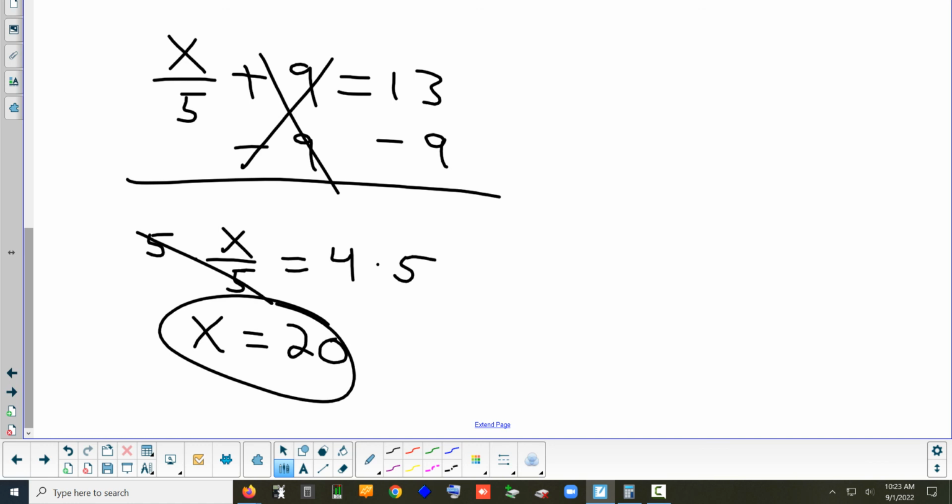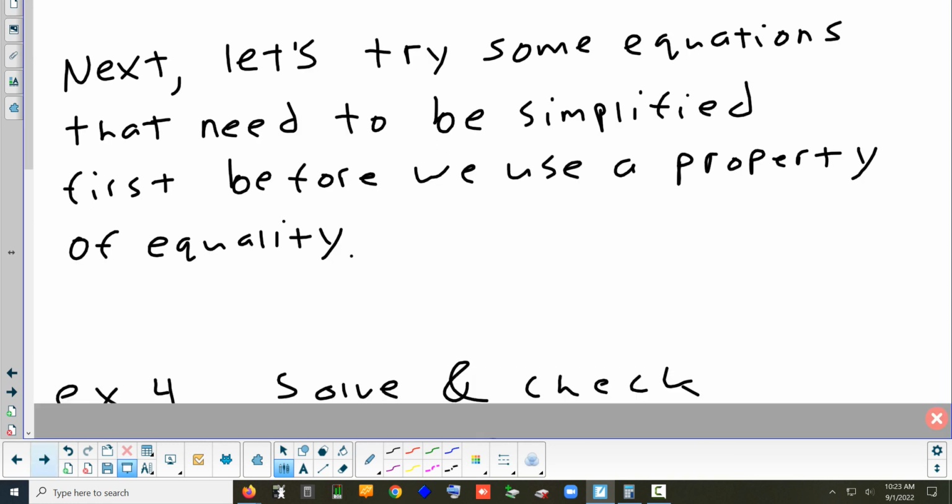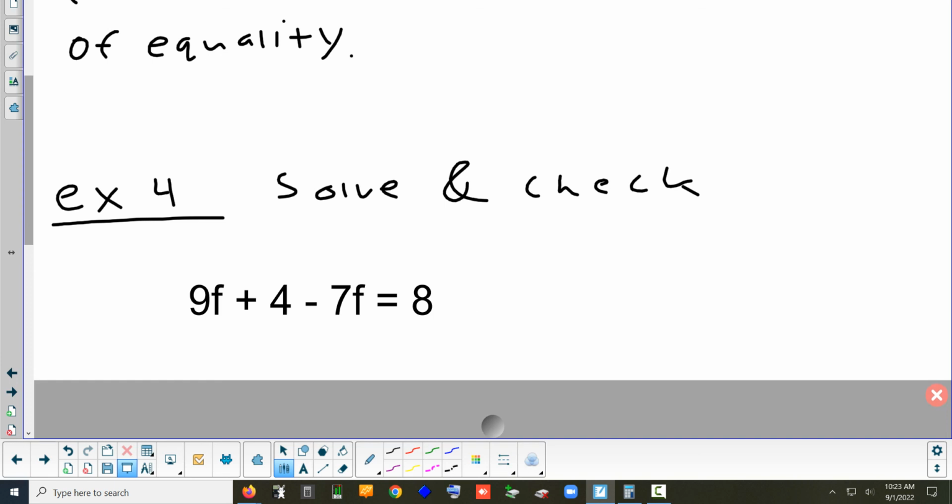Again, just for the sake of time, I'm not going to check that one. Okay, so we solved it. X equals 20. Any questions on that one? So 2 steps. No simplify in that one. Let's look at 4, and let me see what 5 is.